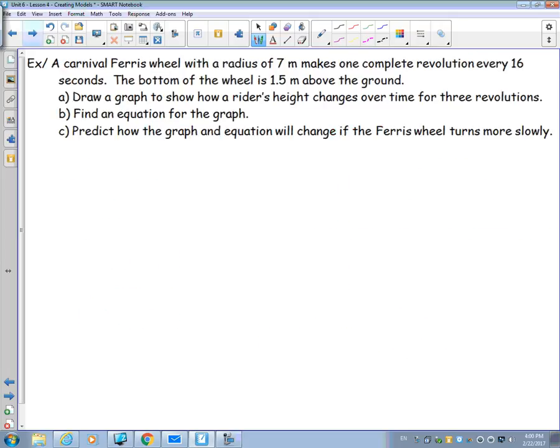Okay, last one. A carnival Ferris wheel, the radius of 7 meters, makes a complete revolution every 16 seconds. The bottom of the wheel is 1.5 meters above the ground. Draw a graph to show the rider's height changes over time for 3 revolutions. Okay, so time. How long does it take to go around once? Every 16 seconds, right? So 16, 32, 48. And the bottom of the wheel is at 1.5 meters.